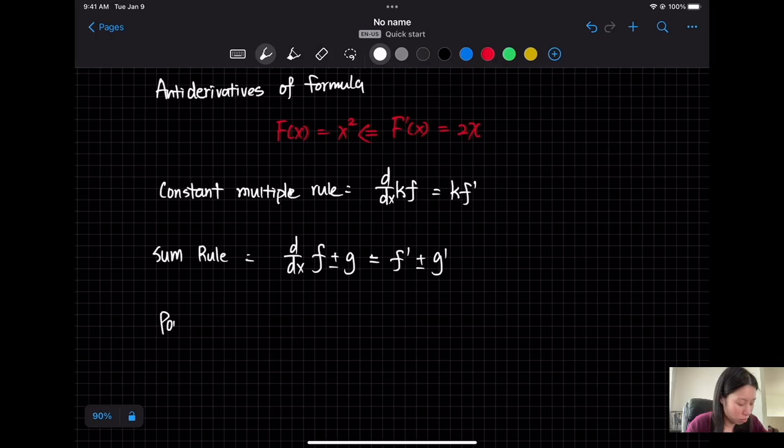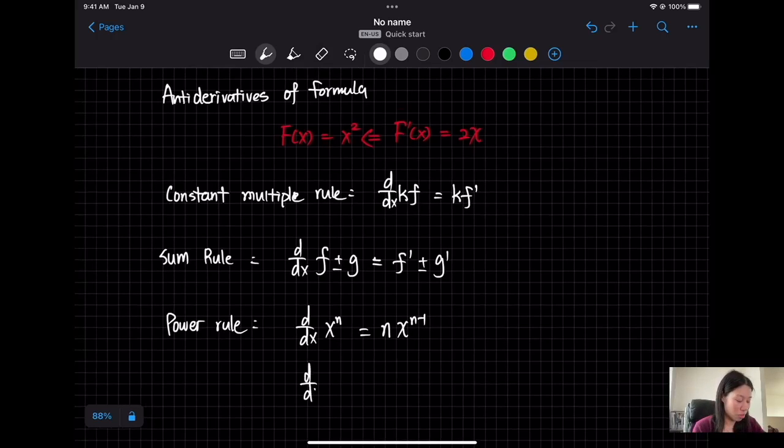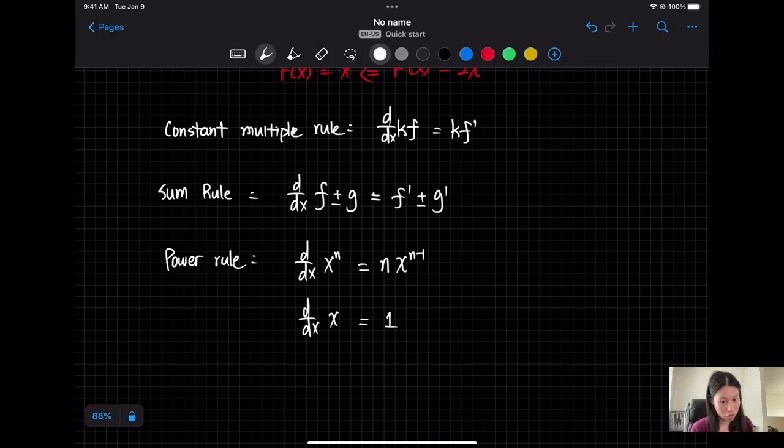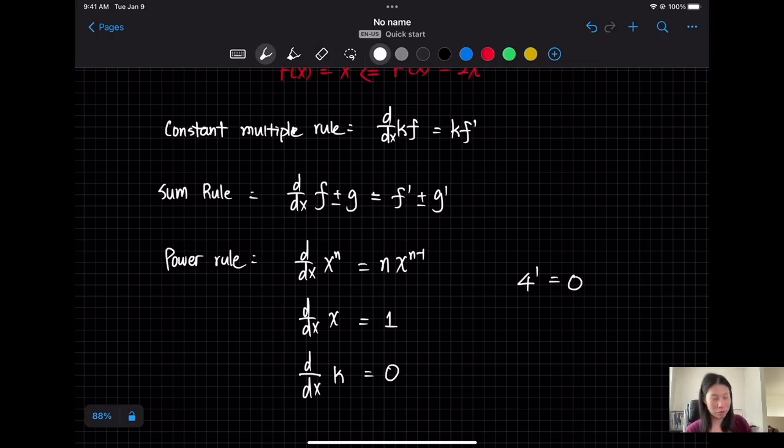And for the power rule, we have the derivative of x to the n. When you take the derivative, this is equal to what? You put the n in front, and then x to the n minus 1 power. And then for some special cases, if you take just the derivative of x, this is going to equal 1 because the power is 1. Or if you take the derivative of a constant function, this is going to equal 0, such as the derivative of 4, so you will get 0.